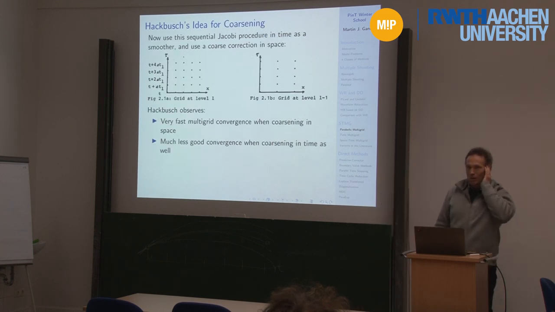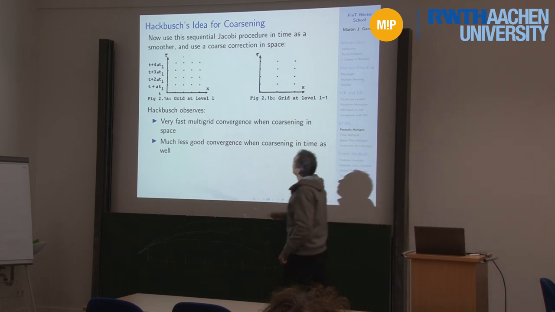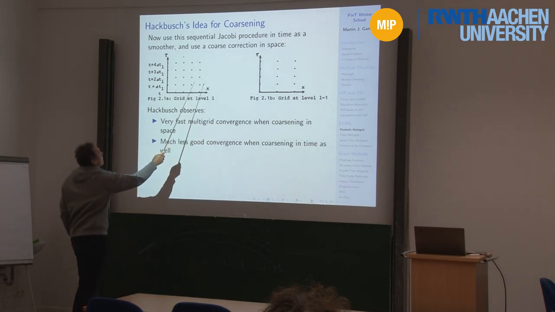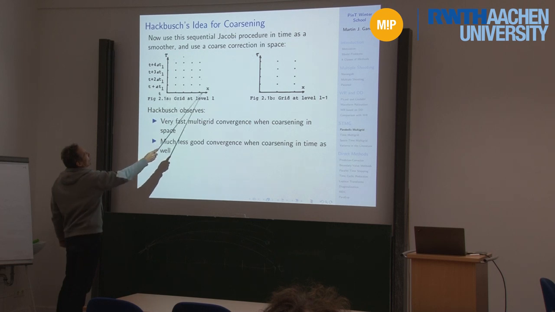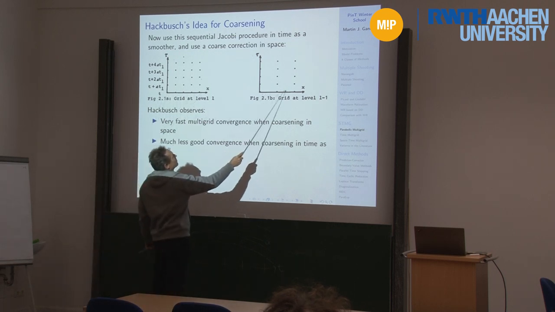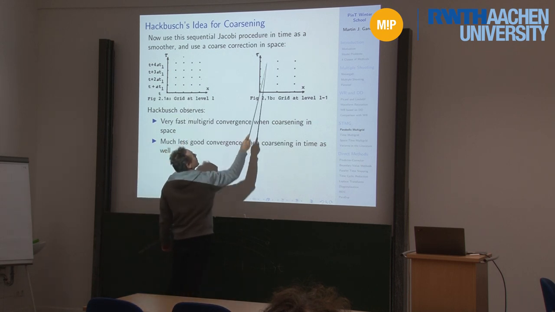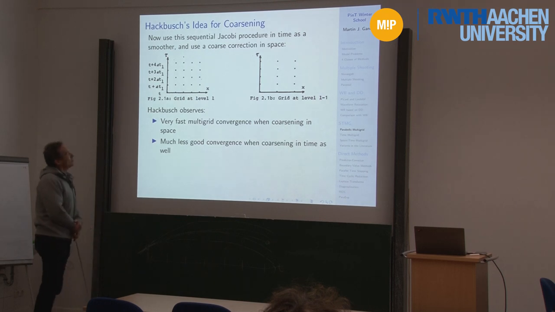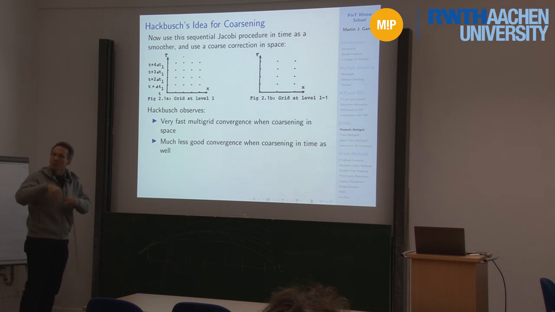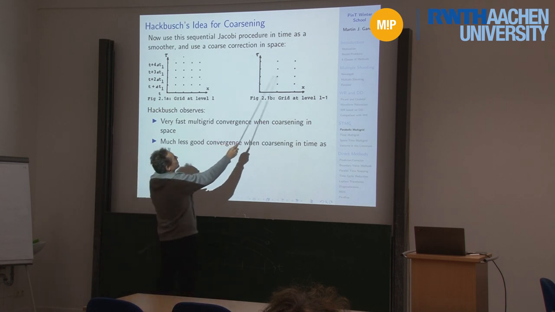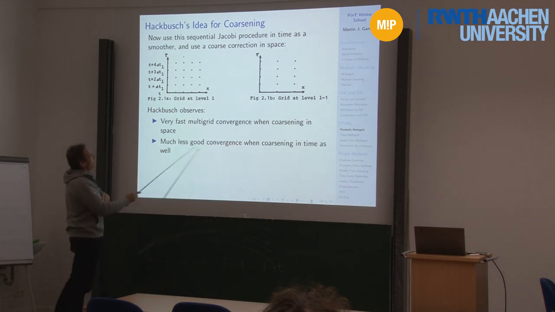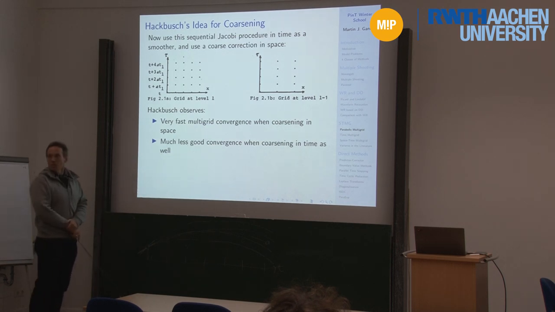So then Hackbusch makes an interesting comment. He says we can use this sequential Jacobi procedure in space-time, but we should consider two situations. One where we do coarsening in space. So you see here every second line of grid points disappears in space. But he does not coarsen in time. And in multigrid, usually you coarsen in all directions because you want to have a smaller problem. But he doesn't do it, and he gets very fast convergence when he coarsens in space. And then he makes a comment that it sort of doesn't work when you coarsen in time as well. So this is a multigrid method where you can only coarsen in space. You somehow cannot coarsen in time.